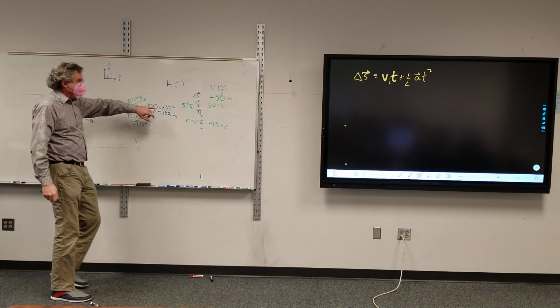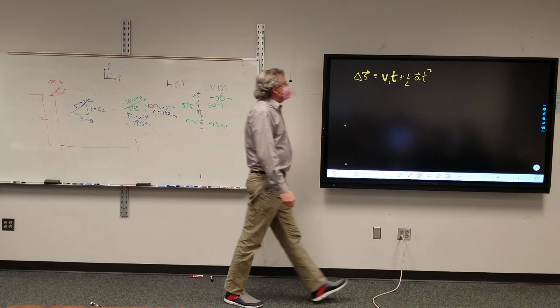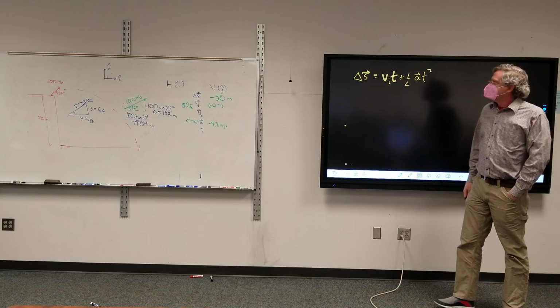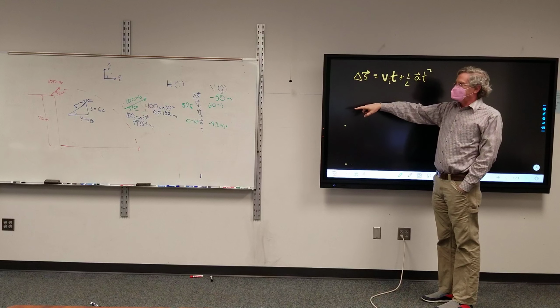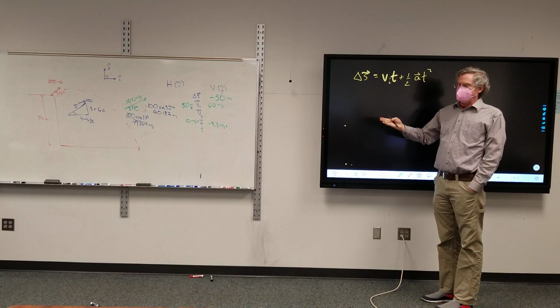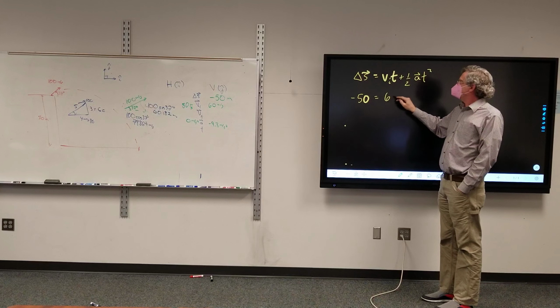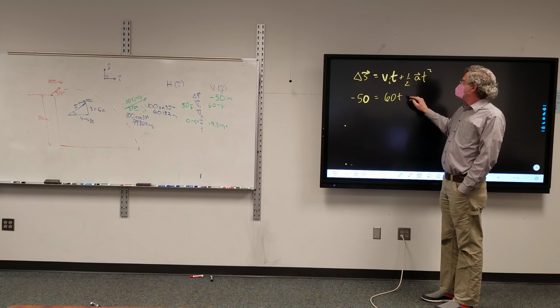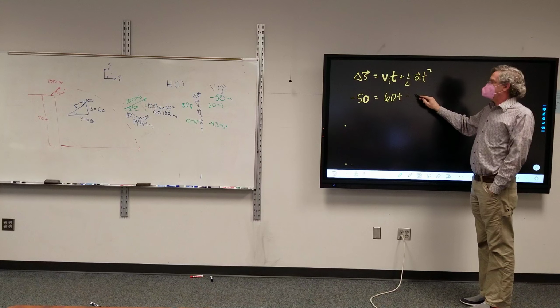Well, first off, we know only two things here, so it's not really going to help us a whole lot. But with three, we're picking the equation, we're trying to find time. We don't have the final velocity, so we need the equation that doesn't have VF, but does have T. And it's this one, so I get negative 50 equals 60T minus 4.9 T squared.